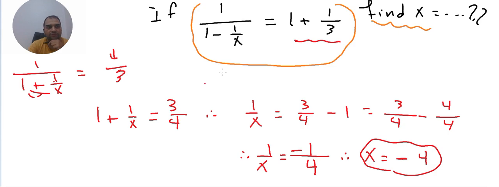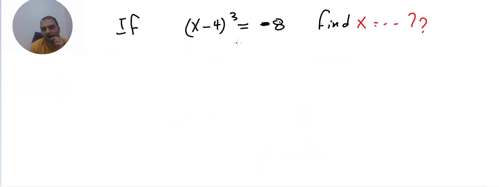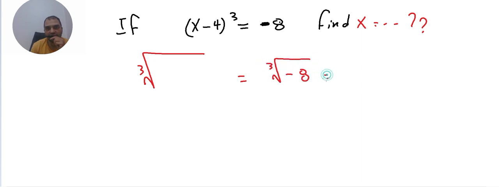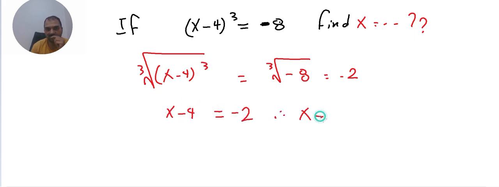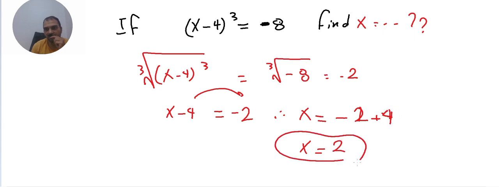Okay, next question. Next example, if (x minus 4) to the power 3 equals negative 8, we want to find the value of x. First step, we can take the cubic root of the left-hand side and right-hand side. The cubic root of negative 8 will be negative 2. And the cubic root of (x minus 4) to the power 3, you can write x minus 4. Then x minus 4 will be equal to negative 2. Then the value of x will be equal to negative 2 plus 4. So the value of x equals negative 2 plus 4, it will be 2. The result here will be 2.